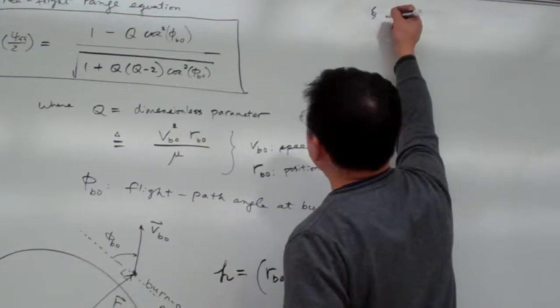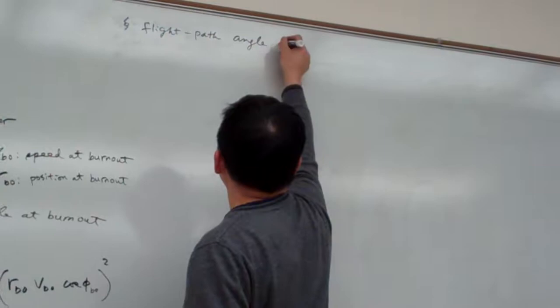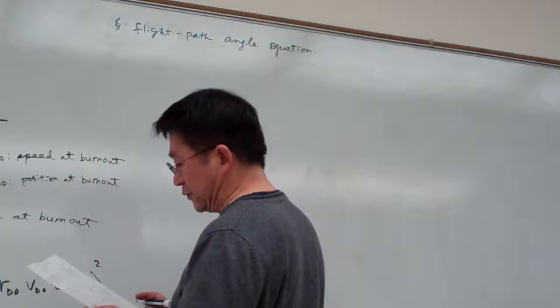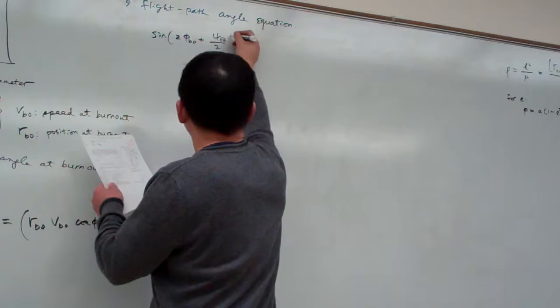This is called the flight path angle equations. Again, let me give you the result first. Sine 2 γBO plus the flight range angle equals 2 minus QBO.